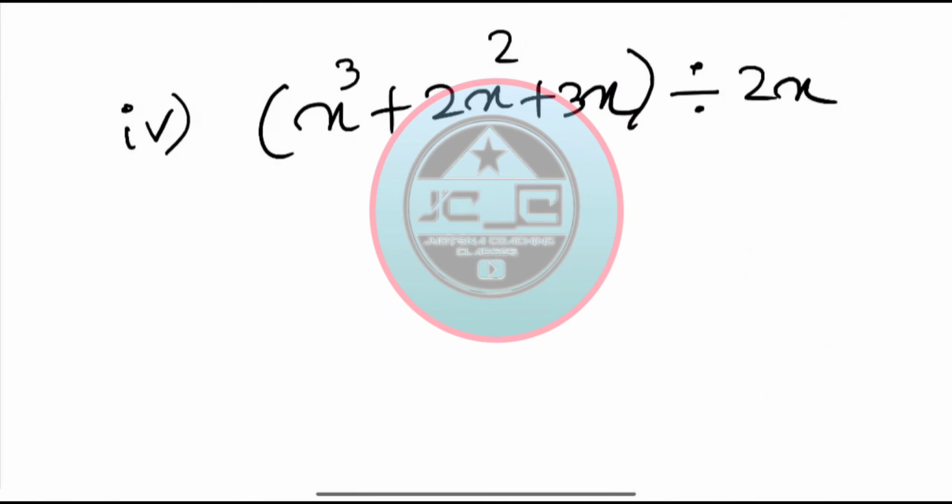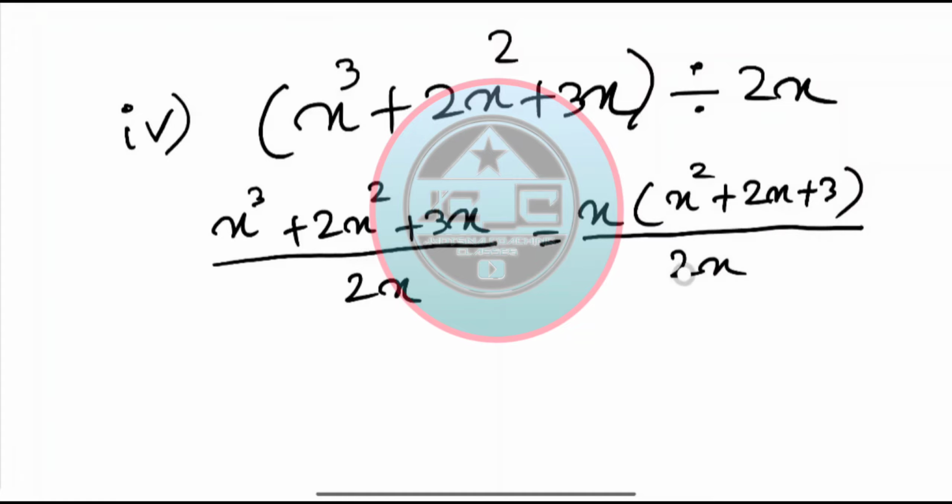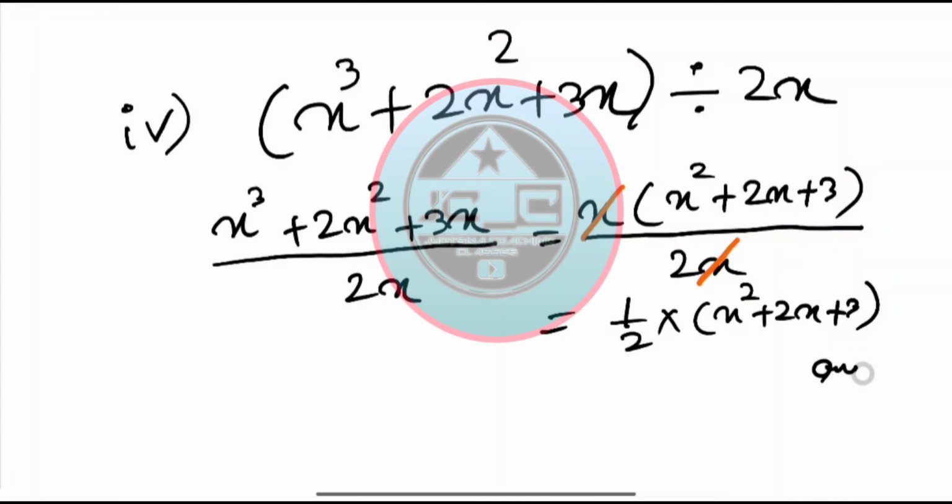Now let's move to the fourth part. It is given as (x cube plus 2x square plus 3x) whole divided by 2x. Now, putting the equal sign, from this polynomial we take x common, then we have x square plus 2x plus 3, and this is divided by 2x. And now the cancellation begins. x gets cancelled, and then we have 1 upon 2 whole into (x square plus 2x plus 3). This is the final answer, right?